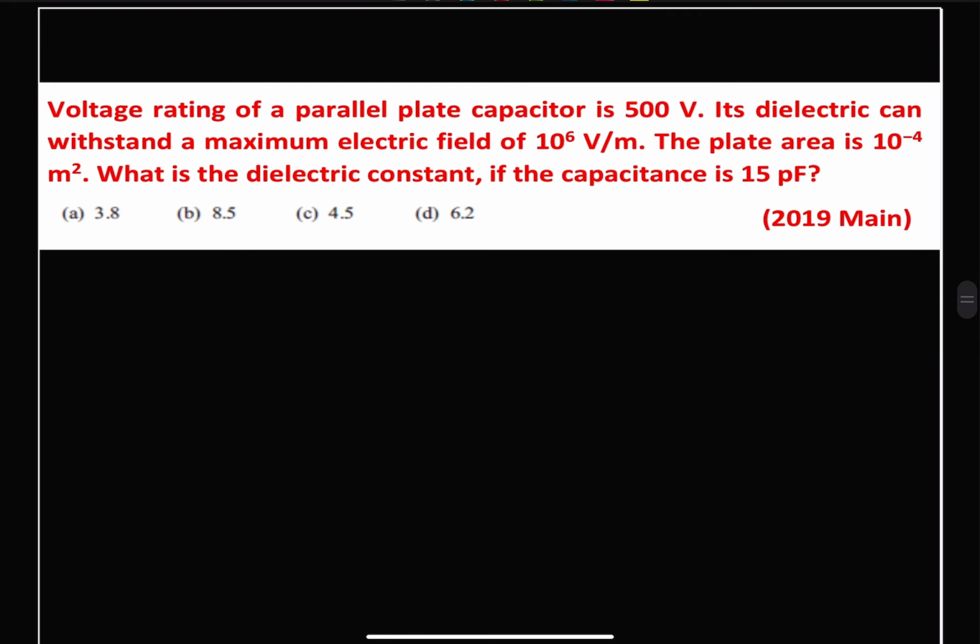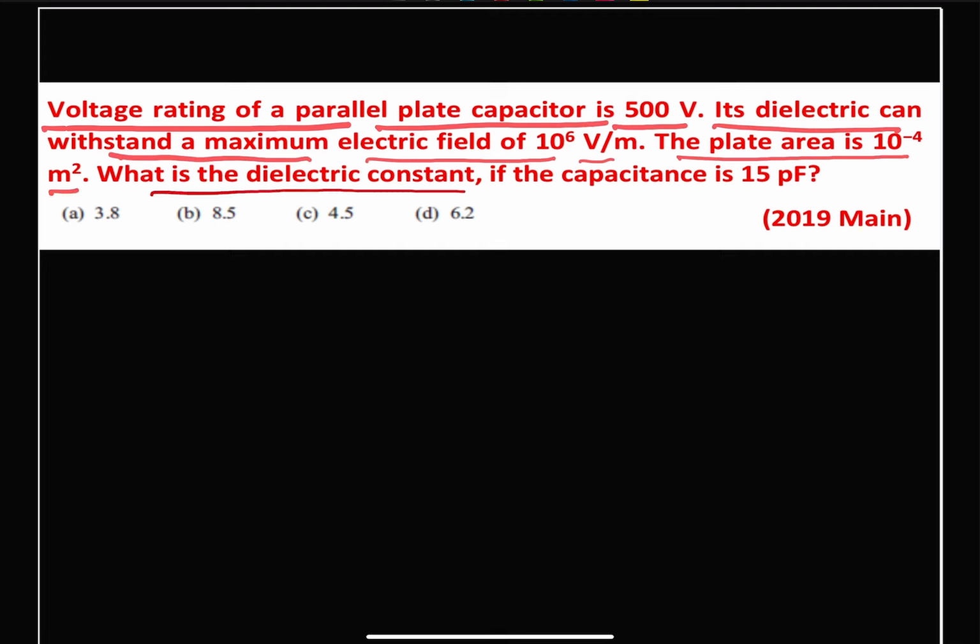It states that the voltage rating of a parallel plate capacitor is 500 volt. Its dielectric can withstand a maximum electric field of 10 to the power 6 volt per meter. The plate area is 10 to the power minus 4 meter square. What is the dielectric constant if the capacitance is 15 picofarad?